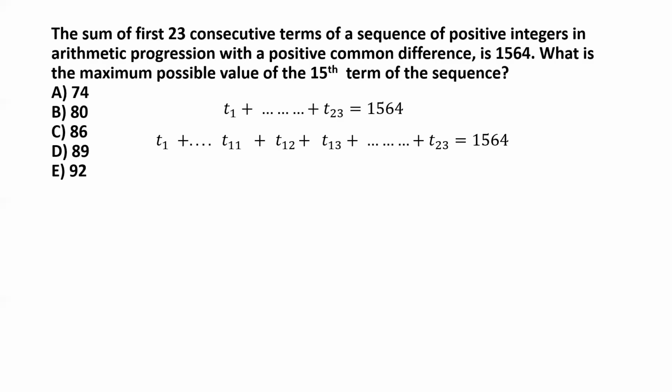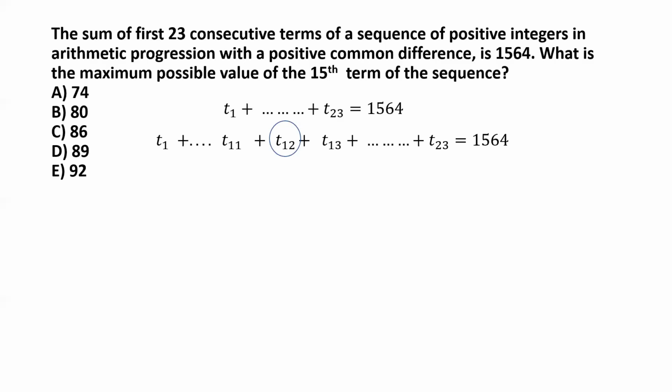In general, if there are n consecutive terms and n is odd, you look for the term with number (n plus 1) divided by 2. In this case, n is 23, so n plus 1 is 24, and 24 divided by 2 is 12. So we're looking for the 12th term, and that's the central term in this sequence of 23 terms. And the sequence will be symmetric about this central term.